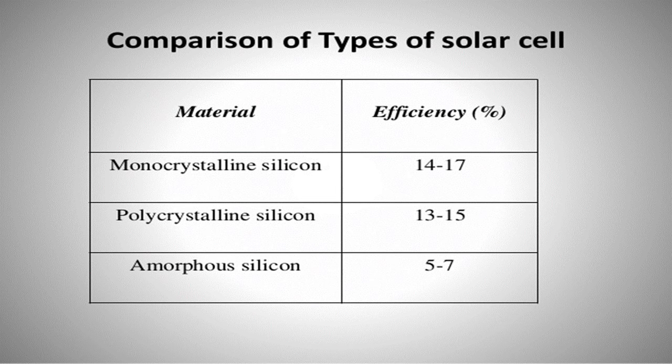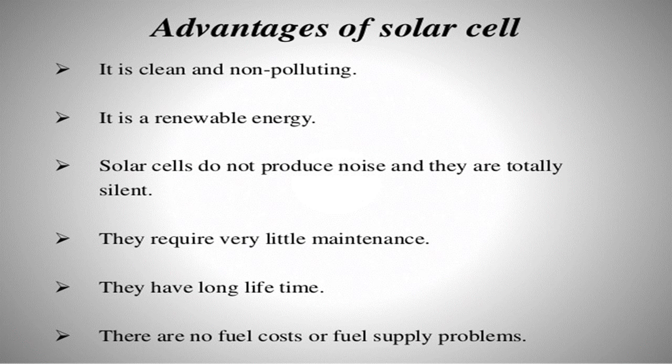Comparison of the types of solar cell material: monocrystalline, poly and amorphous. These are the efficiencies: 14 to 17, 13 to 15. Advantages of solar cell.